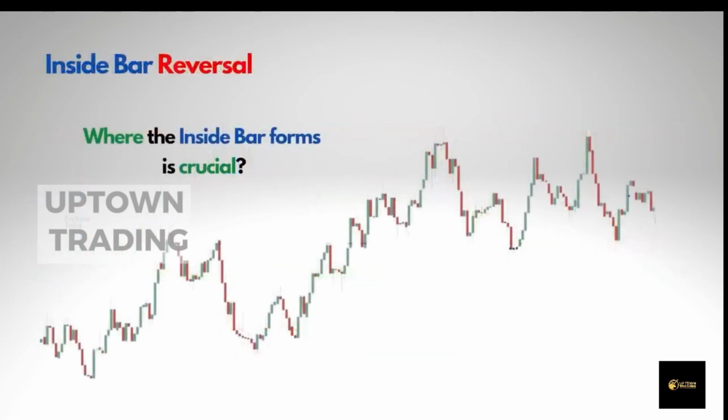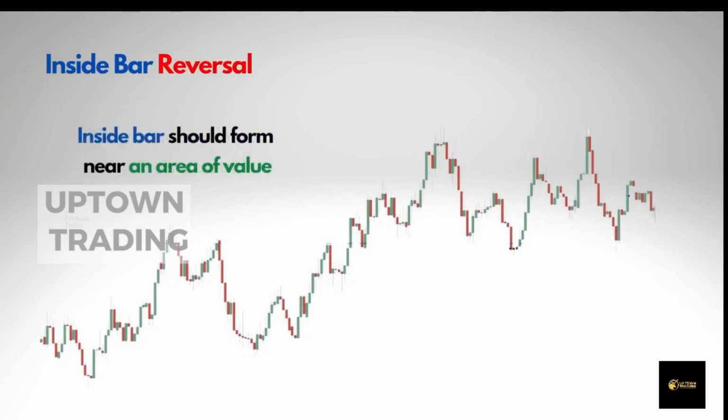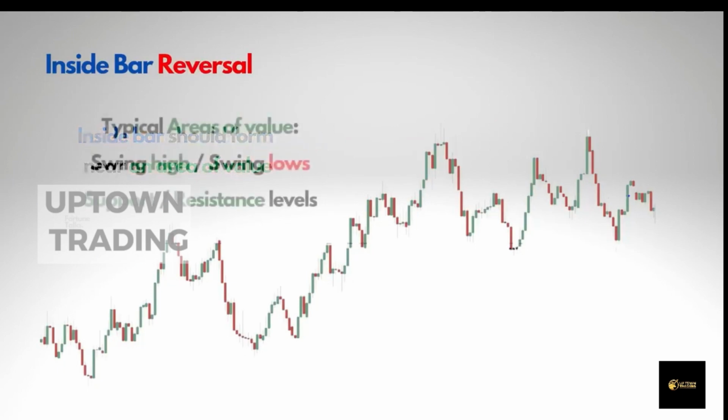So moving on to trading the inside bar as a reversal. The key to inside bar reversal strategy is where the inside bar forms. To use the inside bar as a reversal, you need to see it formed at a swing high or a swing low depending on the market trend, and even at key price action levels or areas of value. And these levels are often the major support or resistance level.